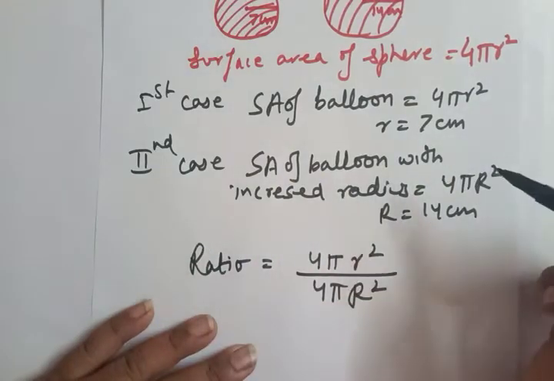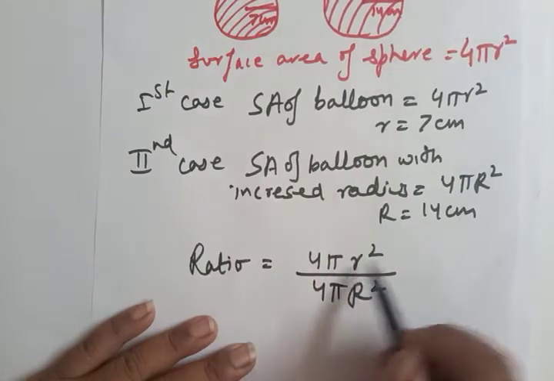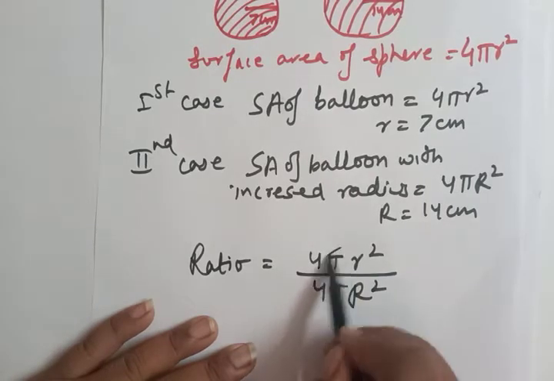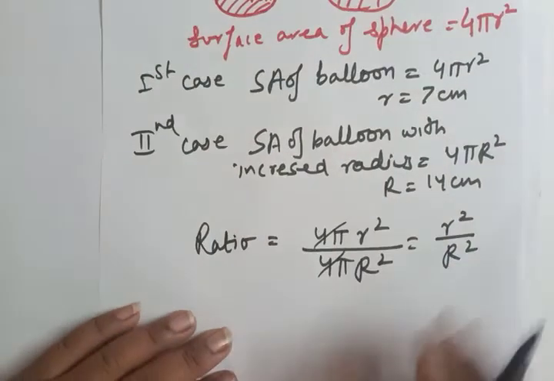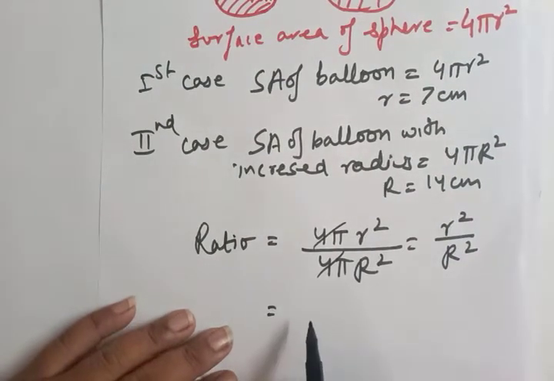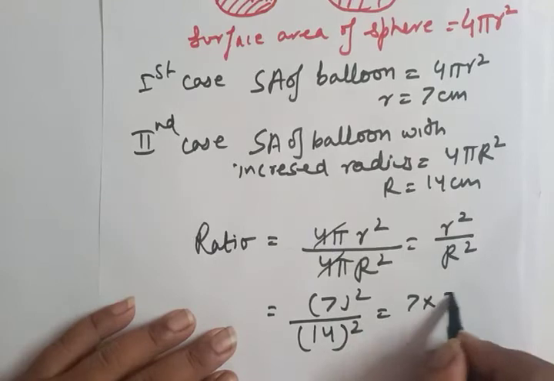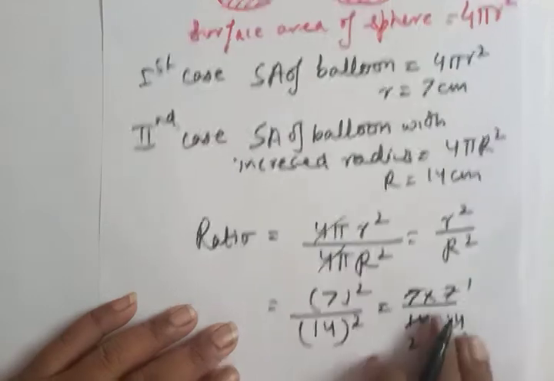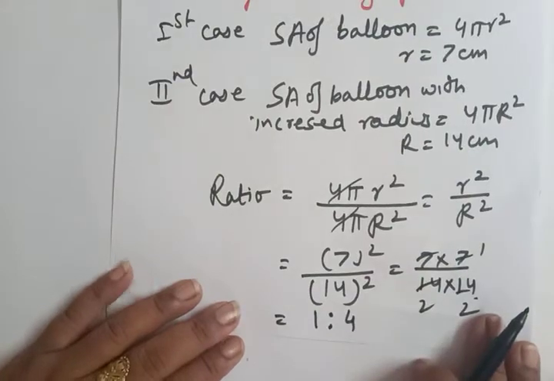See, you have observed that I have not even put the values right now. Why? Because I want to show you how it will make it easy. Since 4 pi is common, it will cancel out. Now we are left with only small r square upon capital R square. That is equal to 7 square upon 14 square, that is 7 into 7 upon 14 into 14. We can see here 7 twos are 14, 7 twos are 14, and that is equal to 1:4. This is the ratio. Now I hope it is clear.